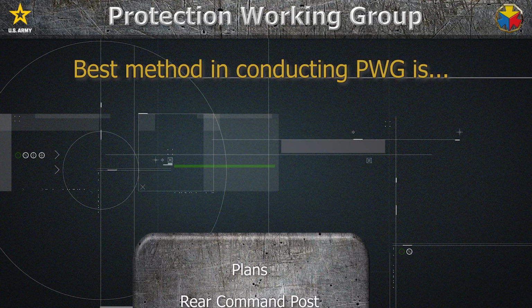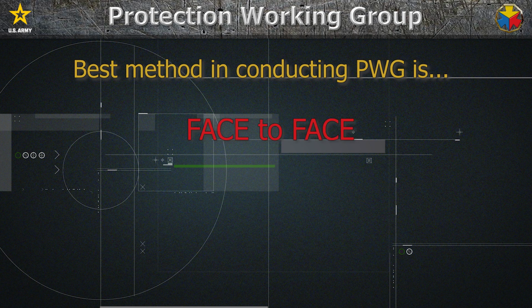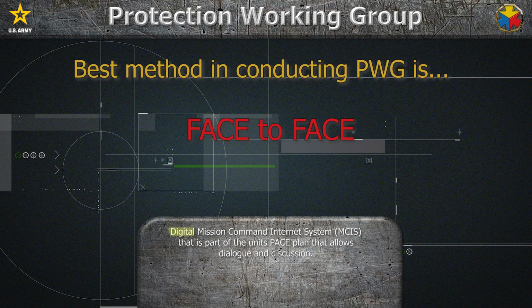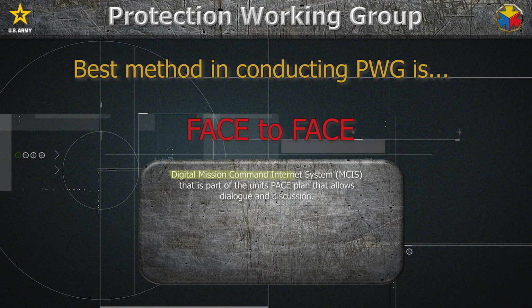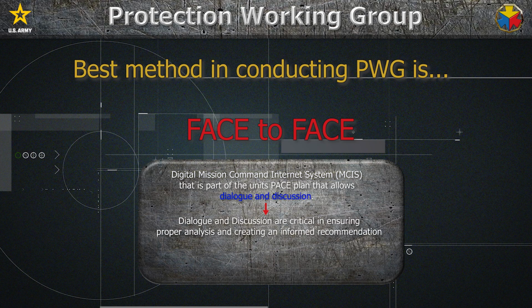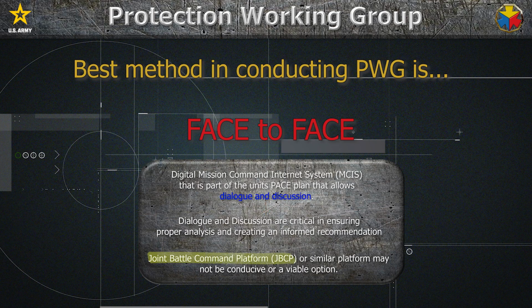The best method in conducting a protection working group is face-to-face. Another good method is through the Digital Mission Command Internet System, or MCIS. That is part of the unit's PACE plan. That allows dialogue and discussion. Dialogue and discussion are critical in ensuring proper analysis and creating an informed recommendation. The Joint Battle Command Platform or similar platform may not be conducive or a viable option.